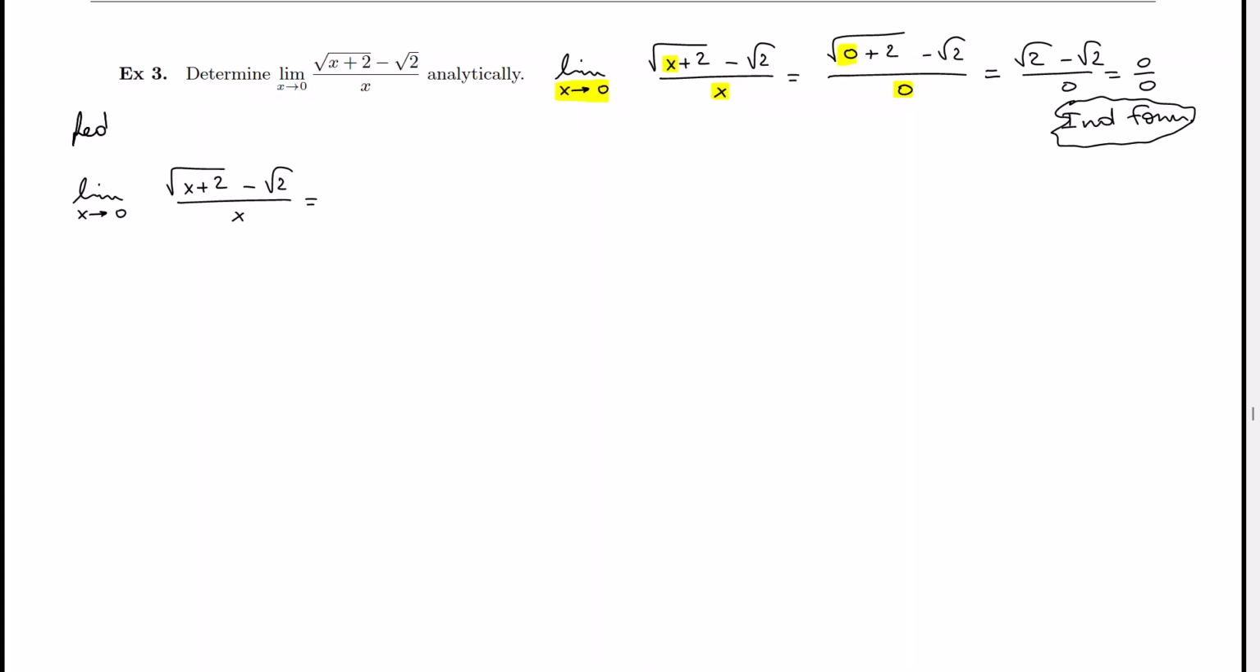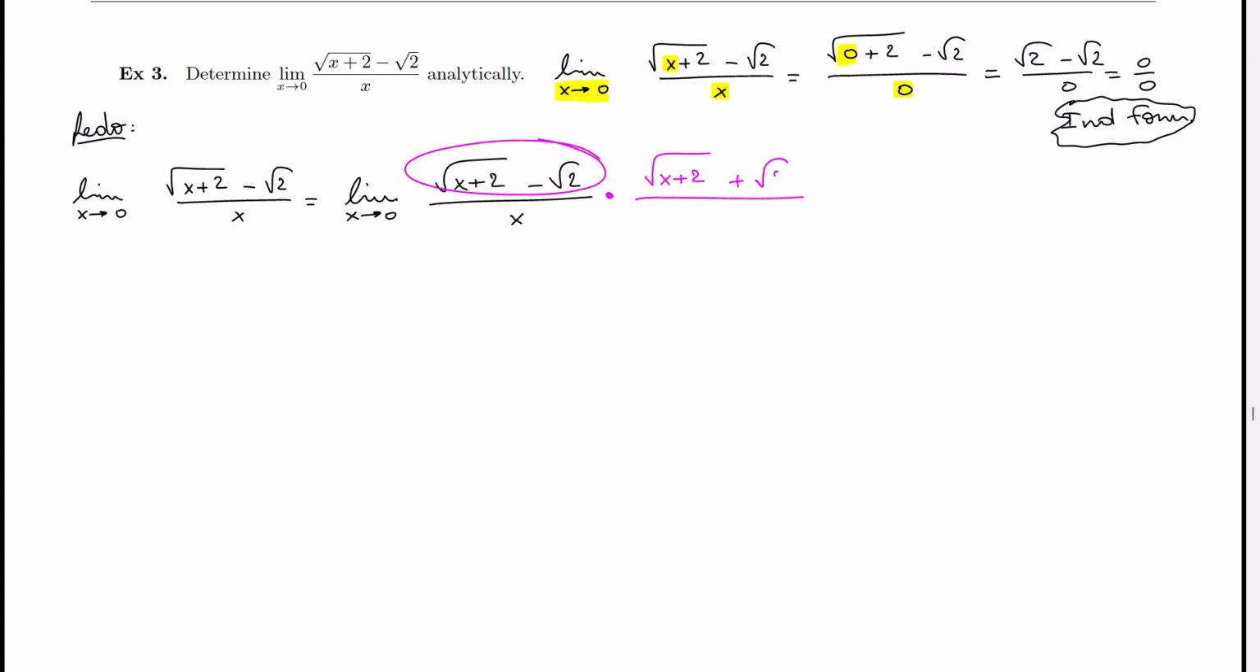So we will redo the problem, and we will start by writing it down. The limit as x approaches 0 of the square root of x plus 2 minus the square root of 2, all divided by x. But this time, the way to fix it is to multiply by the conjugate. In this case, it is the conjugate of the numerator, because that's where we can find the radicals. The conjugate is going to be the square root of x plus 2 plus the square root of 2.